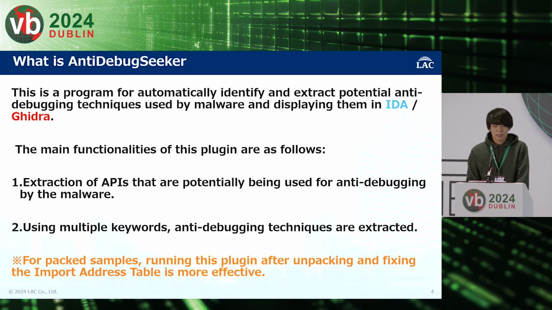First, what is Anti-Debug Seeker? This is a program for automatically identifying and extracting potential anti-debugging techniques used by malware and displaying them in IDA and Ghidra. The main functionalities of this plugin are as follows. Number one, extraction of APIs that are potentially being used for anti-debugging by the malware. Number two, in addition to the APIs, extraction of anti-debugging techniques based on key phrases that serve as triggers, as some anti-debugging methods cannot be comprehensively identified by API calls alone. So using multiple keywords, anti-debug techniques are extracted.